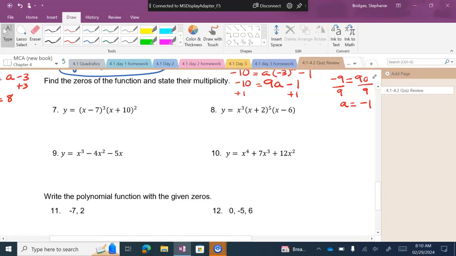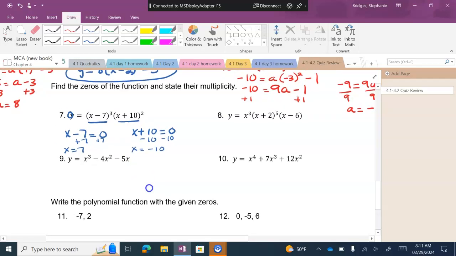Is 7 already factored for me? Yeah, okay, so remember with this, we're going to look at each set of factors. This is x minus 7. Remember that y is going to turn to 0. So what we do is we set x minus 7 equal to 0, and then we set x plus 10 equal to 0. And we're going to solve each one of those for x. The first one I'm going to add, and so I get x equals 7. The second one I subtract, so I get x equals -10.